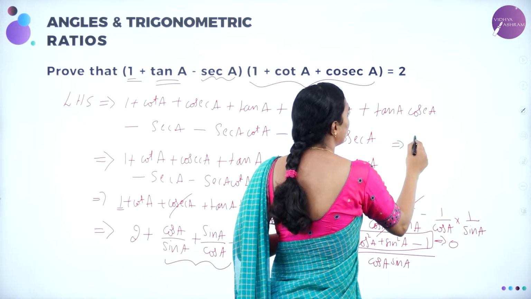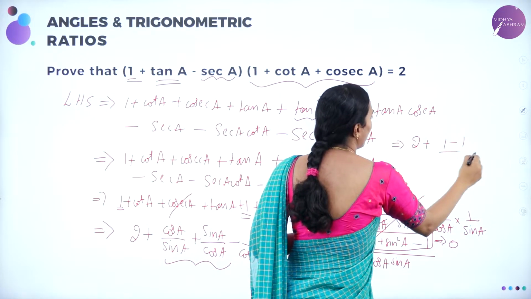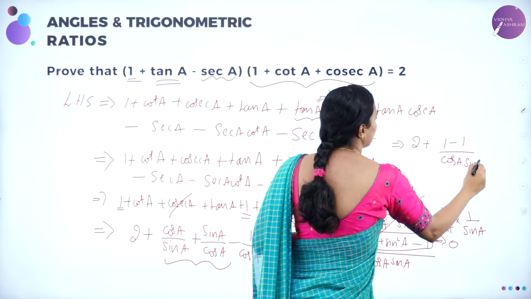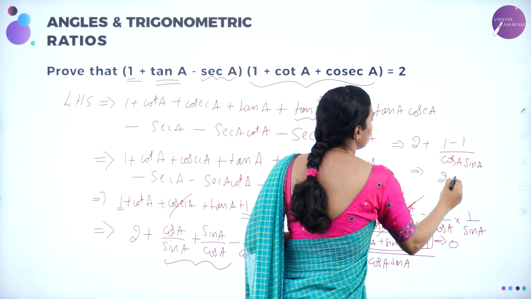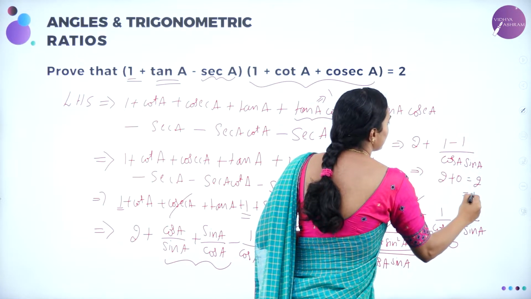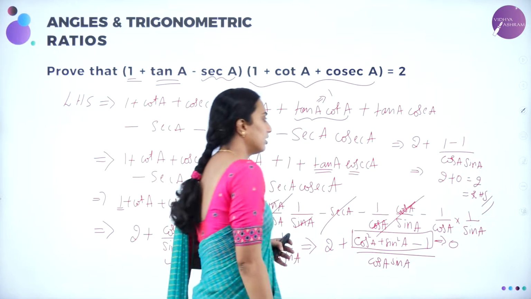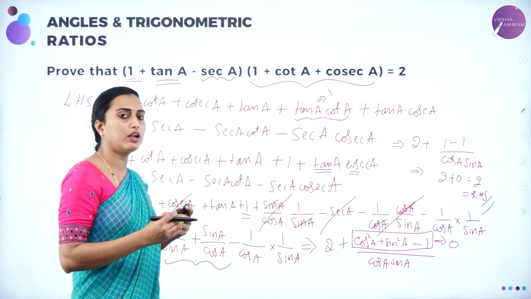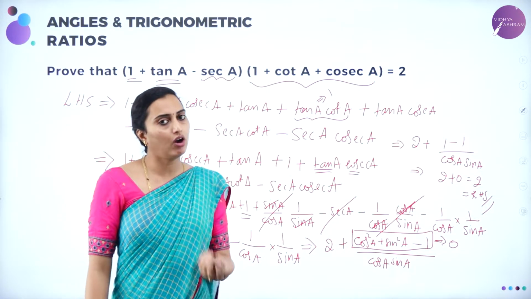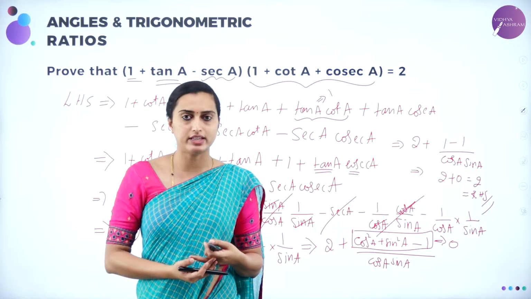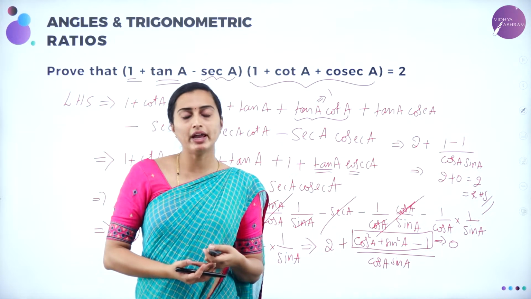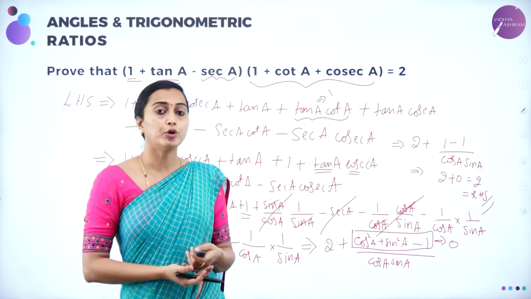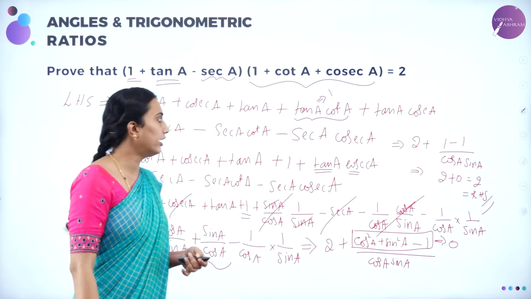Therefore, which implies that 2 plus, I am writing here if you want, 1 minus 1 divided by cos A into sin A. So which implies that 2 plus 0 will be equal to 2, which is your RHS. That's it. I hope you got this problem. Little you have to use your brain, that by writing tan A as sin by cos and by writing cot A as cos by sin, and writing secant A as 1 by cos, writing cosecant A as 1 by sin. That's it dears. I hope you got this procedure. We'll move on to next problem.